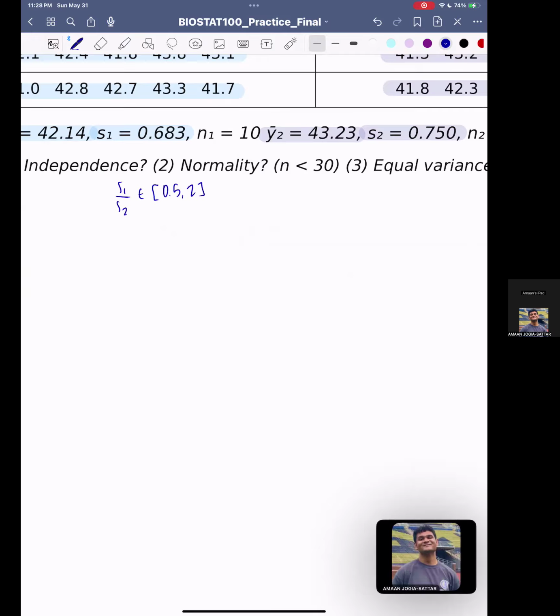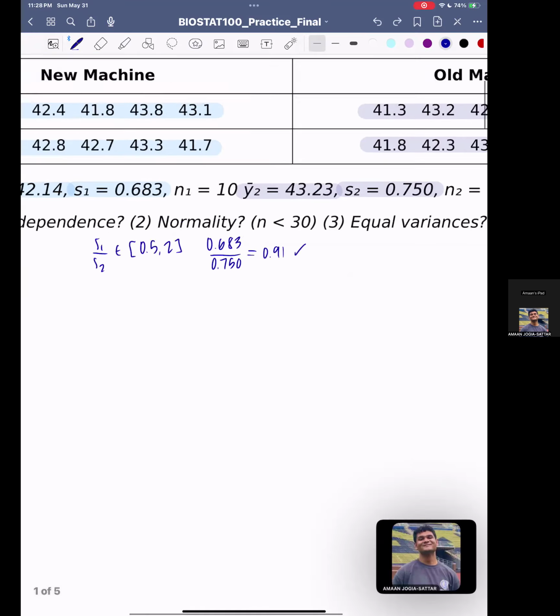When we actually calculate this, we have 0.683 over 0.750, which is going to be exactly 0.91, which is not only within this interval, but it's actually very close to 1, which would be the case if we had both of the sample standard deviations the exact same. So that's great.